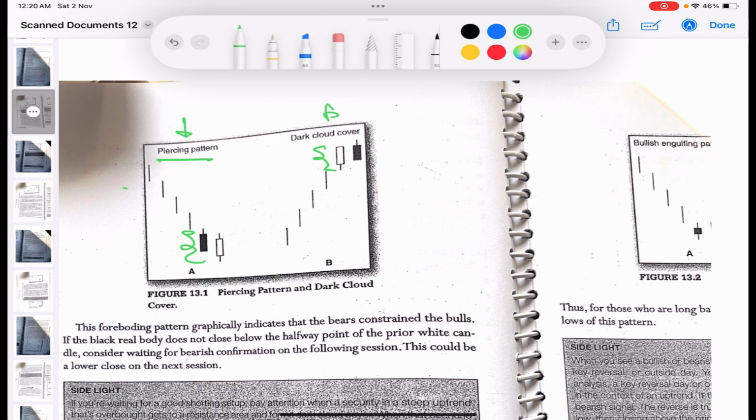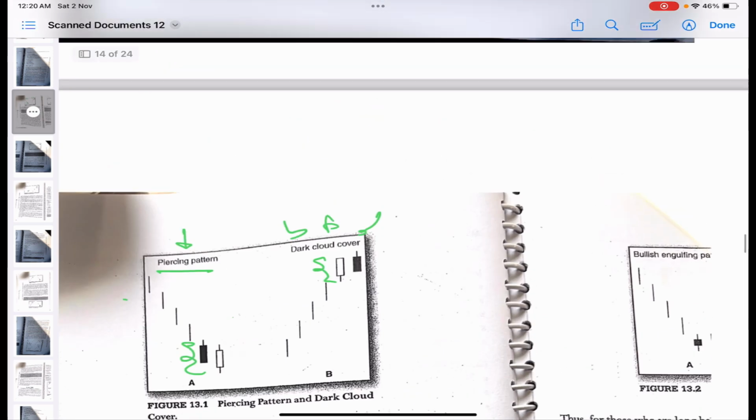An easy way to remember these patterns is just remember what a dark cloud is. Clouds get dark right before a storm, which means right before a downtrend is starting, right when the uptrend is going to end, there is going to be a dark cloud. And the opposite of dark cloud is the piercing pattern. It's that simple.